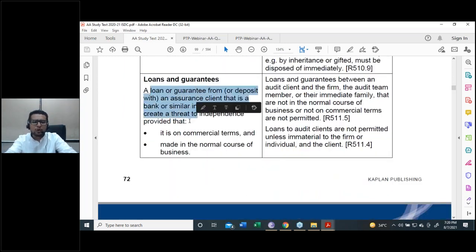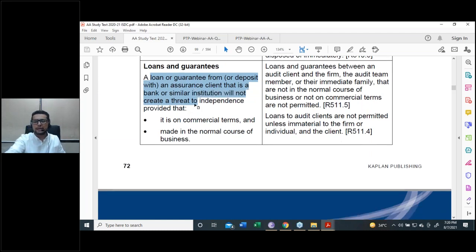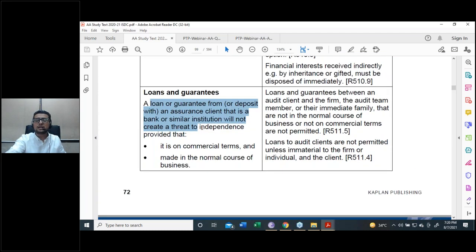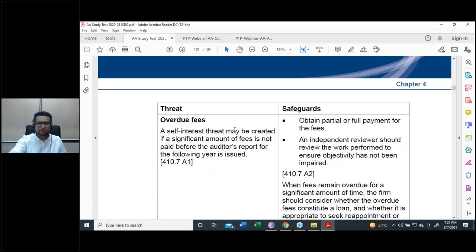So can we get loans from the audit client? No, we cannot, because this will create business relationships. But if the client is a loan provider such as a bank, we can get the loan, provided that the whole transaction is on fair value terms, or in the normal course of business. There should not be any subsidized rates.